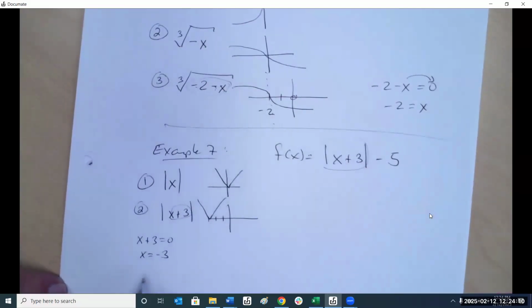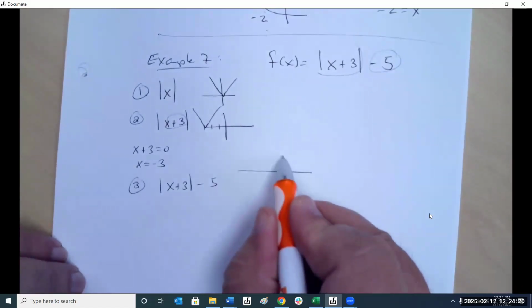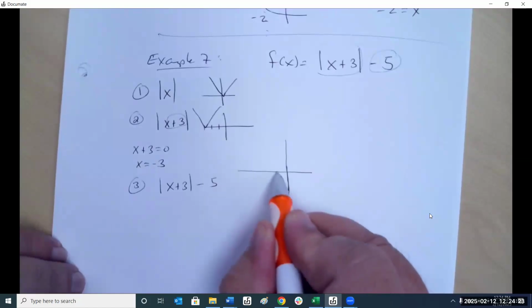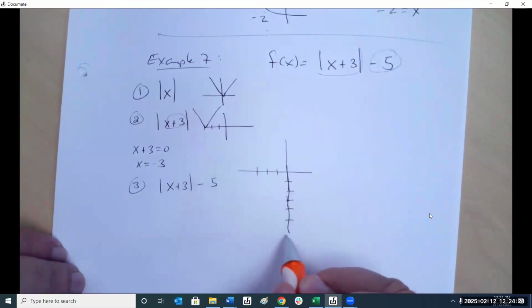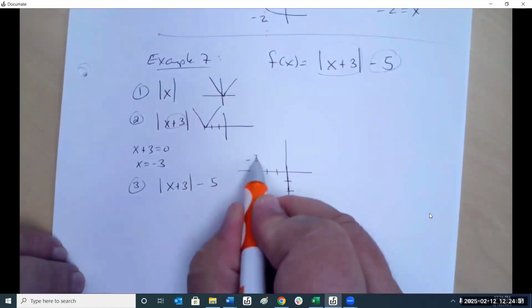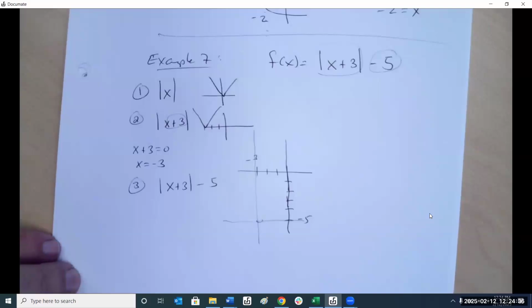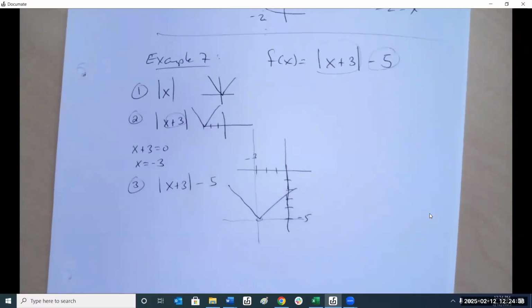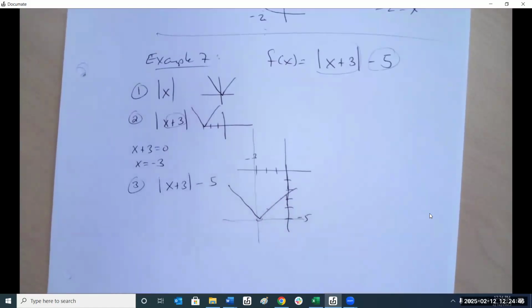So that takes care of this. Now I got to do the -5. So 1, 2, 3. Now I have to go down 5, 4, 5. So where these two lines intersect, that's my new origin. So my graph is a V there. Over 1 up, over 1 up, over 1, over 1 up.